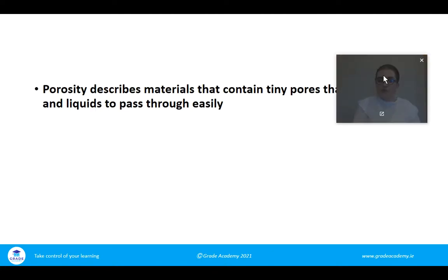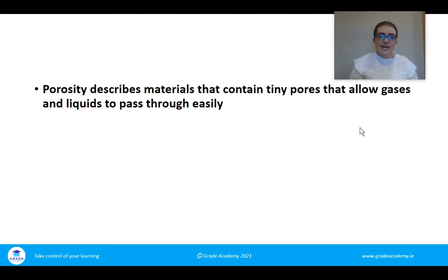So what is porosity? So this is materials that contain tiny pores that allow gases and liquids to pass through easily. So they're tiny little pores, really water and your gases, carbon dioxide and oxygen are the main two that will move through.